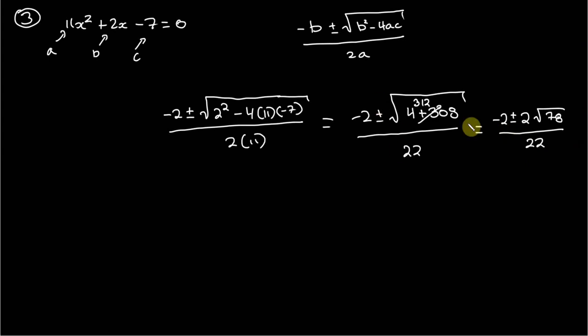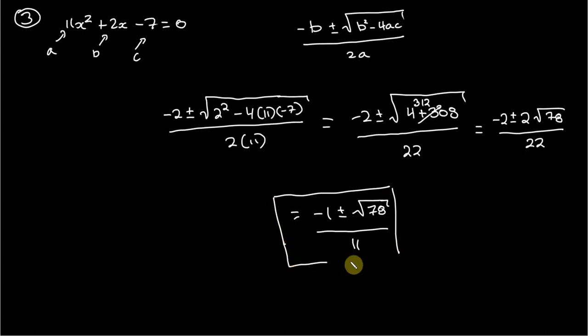We've got a common factor here in that we can divide everything by 2. So negative 2 divided by 2 is negative 1 plus minus, and then 2 divided by 2 is just 1, we don't need to write that in front, so it's negative 1 plus minus root 78, and 22 divided by 2 is 11. And so those are our two solutions, and I'll just leave it in this form. Our first solution is negative 1 plus root 78 over 11, and our second solution is negative 1 minus root 78 over 11.